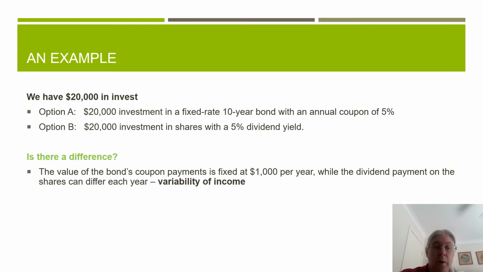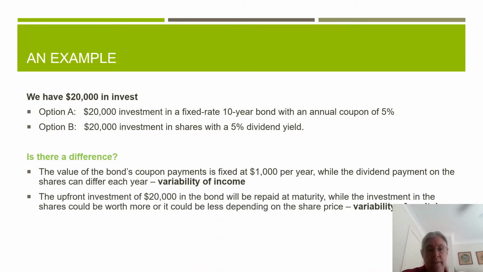Yes. The bond is going to pay 5% of the fixed amount that one bond is. They've got $20,000 worth of bonds, so 5% of that is $1,000. So they're going to receive $1,000 every year no matter what happens. But the dividend payment can vary each year. The $20,000 that's paid up front for the bond will be paid back at maturity date. But the $20,000 that you invest in shares could be less, it could be more. It just depends on what's happening with the share price in 10 years' time.